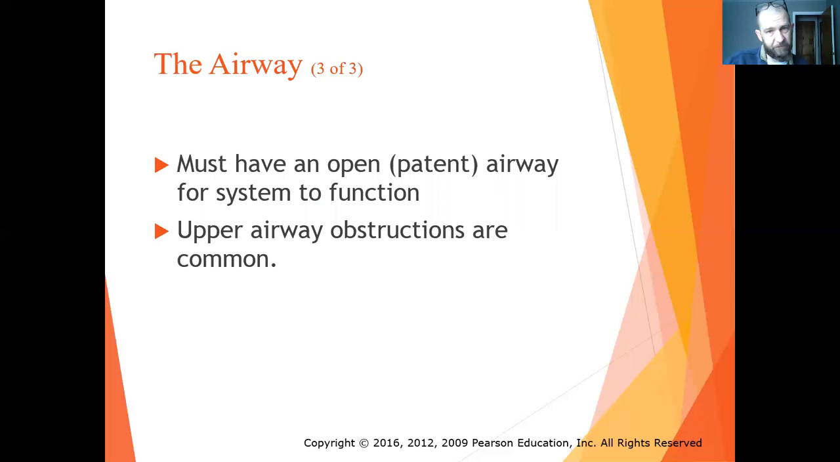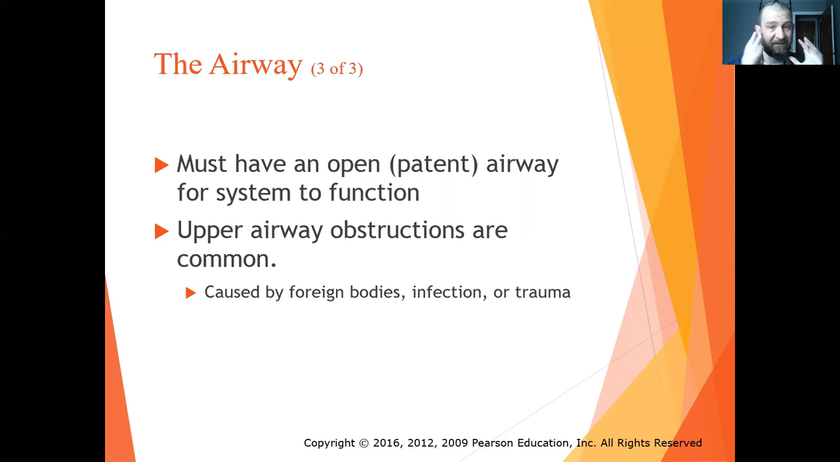Upper airway obstructions are common. This is when people are choking on things. Again, it's a piece of food, a toddler eating a marble, Legos, some kind of toy, a piece of hot dog, whatever they might be. So upper airway obstructions are more common than lower airway obstructions. And they can be caused by, again, foreign bodies, infections. Your airway can swell and close. Trauma can produce that. Fluids like vomit or blood can become obstructions in the airway. Again, we have to know the definition of patent.